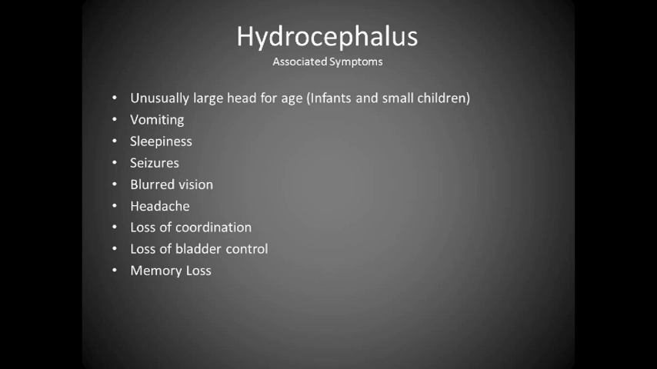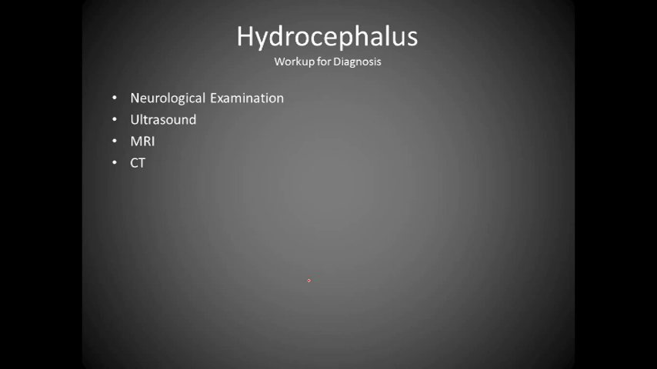So the symptoms of hydrocephalus, number one, is an unusually large head for age, such as in infants and small children. You have a head that is out of proportion to the body size. Another is vomiting, sleeplessness or sleepiness, seizures, blurred vision, headache, loss of coordination, loss of bladder control, and memory loss. All of these things go with abnormalities of the brain. As hydrocephalus progresses, these symptoms increase in severity and become more acute.